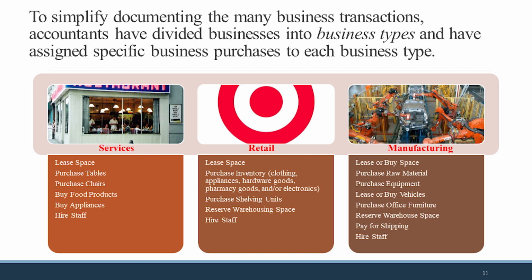They have to purchase the shelving units that the items are going to sit on. They also have to reserve some warehouse space because they can't put everything out on the floor. They have to keep something in the back. So once those items clear off the shelves, they can go to the warehouse and bring those items forward. And of course, they have to hire staff. So these are the unique activities that take place within a retailer.